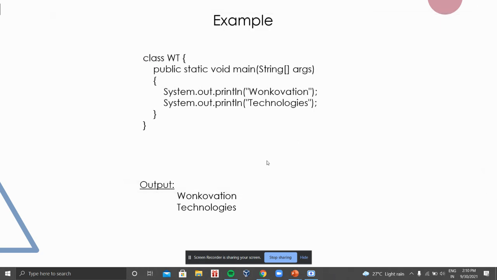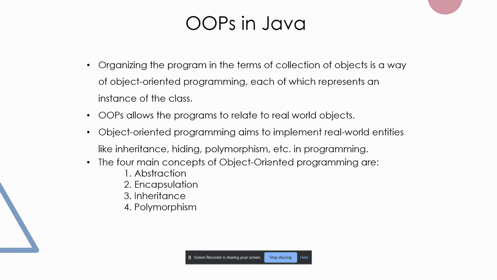Now let's talk about some basic concepts of OOPS. OOPS stands for Object-Oriented Programming Language. It is the concept that brings the programming language near to the real world objects. Using OOPS, you can relate your program to the real world objects. Object-oriented programming aims to implement real world entities like inheritance, hidden code, hidden data, encapsulation basically, polymorphism, abstraction, etc.